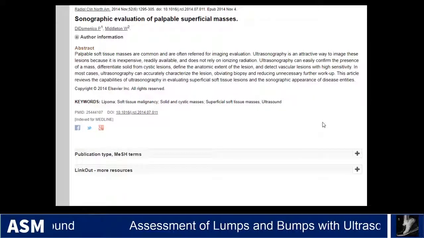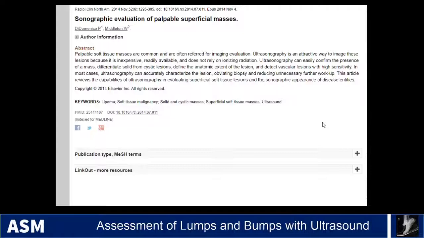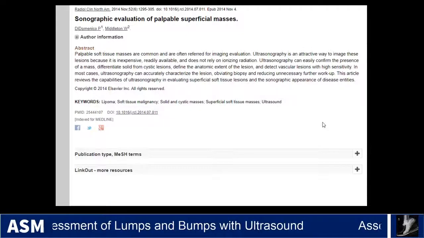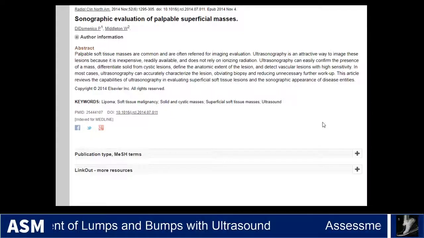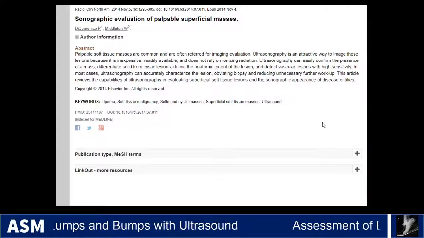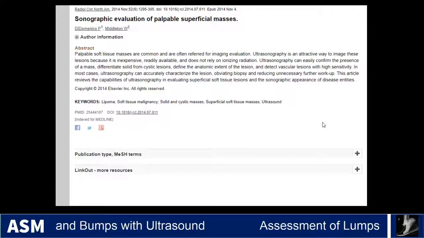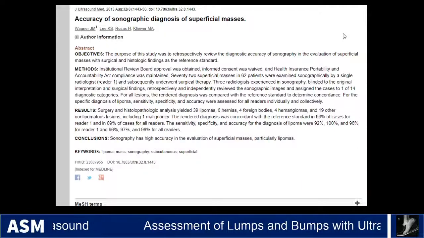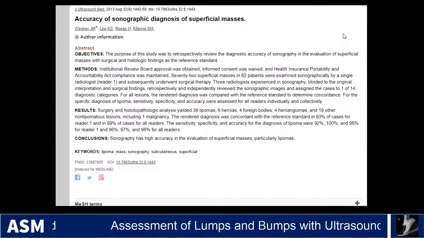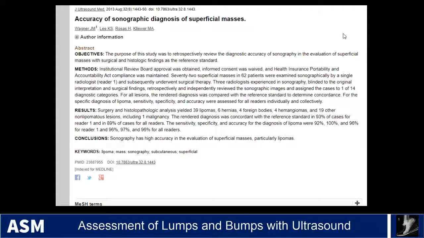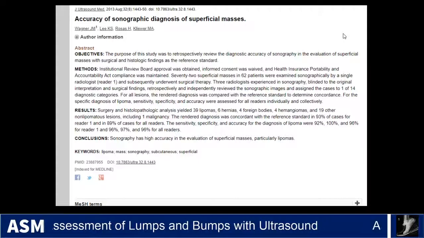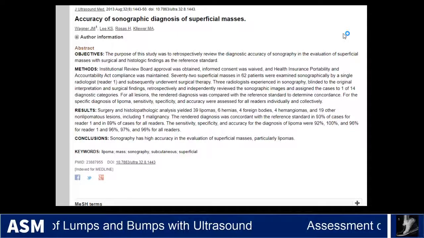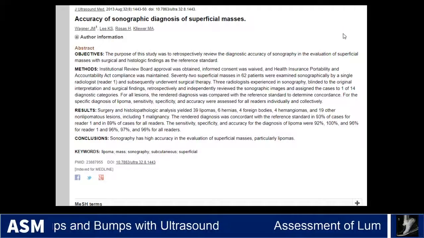This next paper is from the Radiology Clinics of North America from 2014, and this is more of a review paper, so not really a scientific paper, but a great reference if you want to see the varying appearances of different types of soft tissue tumors, so a nice reference here. This next paper is from the Journal of Ultrasound in Medicine from 2013, another retrospective study. Again, with a relatively small sample size compared to the AJR paper, but again with pathologic correlation.